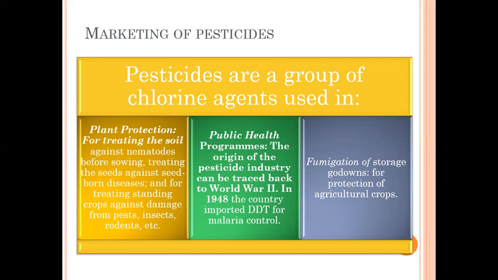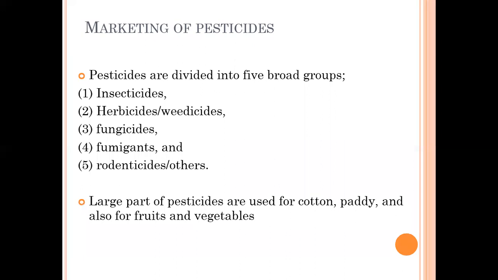And the origin of the pesticide industry, if we see, started from World War II. In 1948, our country imported DDT to control malaria. And there is fumigation of storage godowns, like we have seen that substances or chemicals are there which protect our agricultural crops in godowns, where rats and mice are there which destroy our crops. So all these things are there.